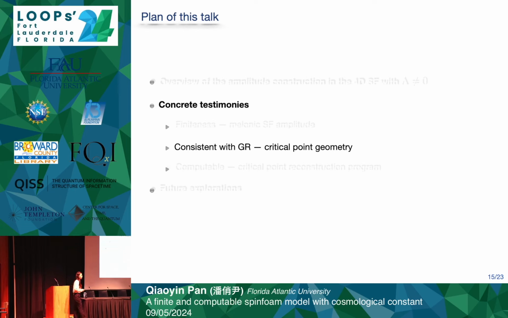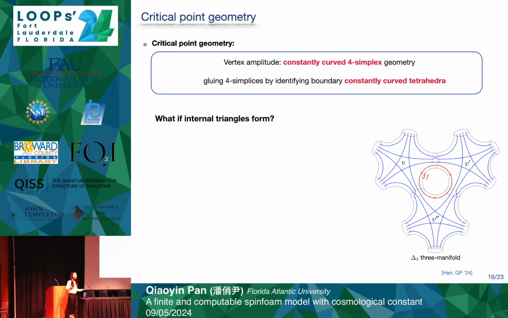Okay, let me also talk about the consistency with GR. To discuss that, we in particular look at the critical point geometry of the spinfoam model. I've shown you part of it. First, the vertex amplitude describes the geometry of the constantly curved four-simplex. And to glue the four-simplices together, we identify the boundary tetrahedra, which are also constantly curved. Sometimes when we glue the tetrahedra together, we form some internal triangles. Then you can ask, what is the deficit angle that is hinged by this internal triangle?